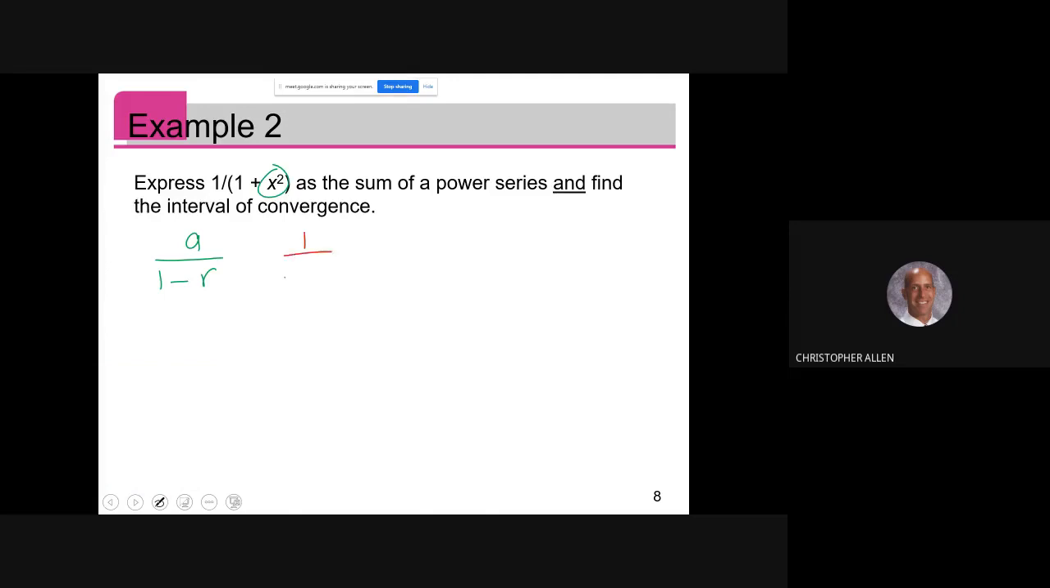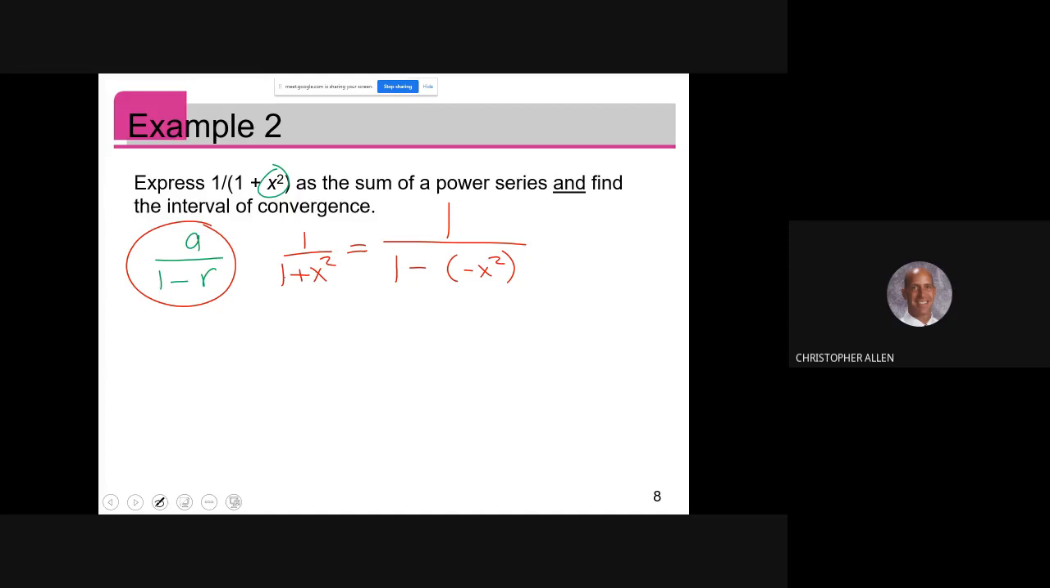Let's play the game. So we've got 1 over 1 plus x squared. I want to make it look like this. Well, that 1 is already right there. So how do I make plus x squared look like that? Well, I'm just going to do 1 minus negative x squared. That's not hard. And in this, again, guess what a is? It's 1.